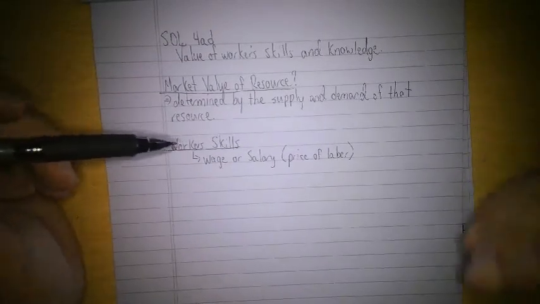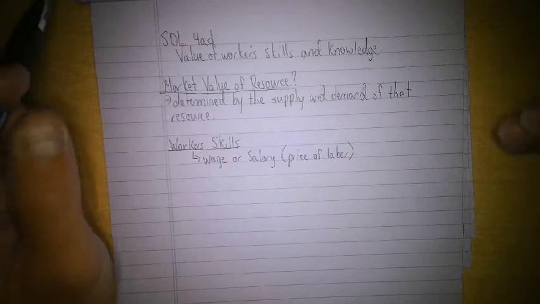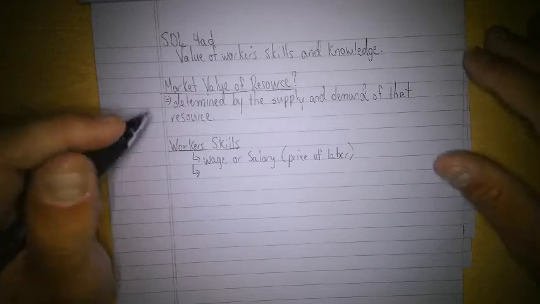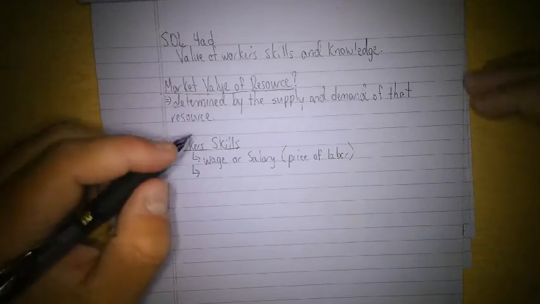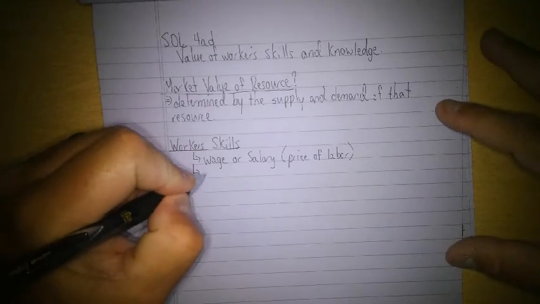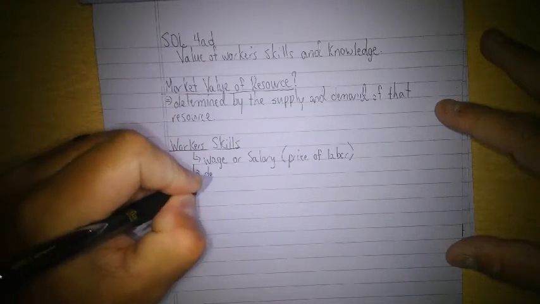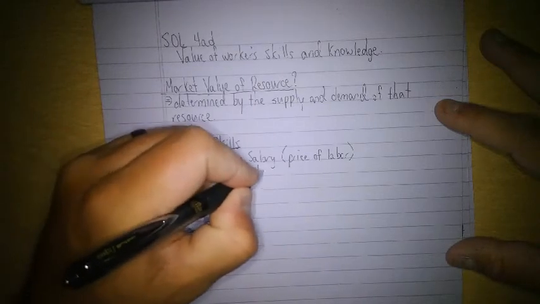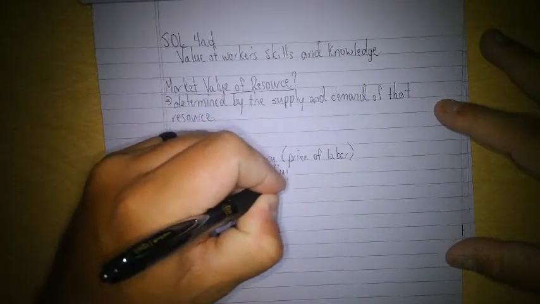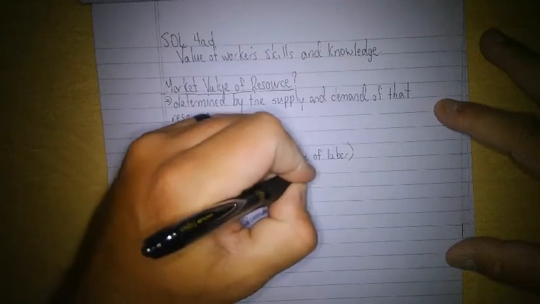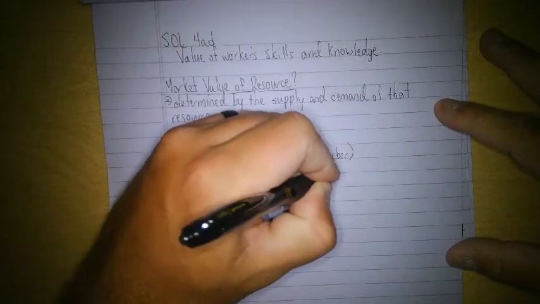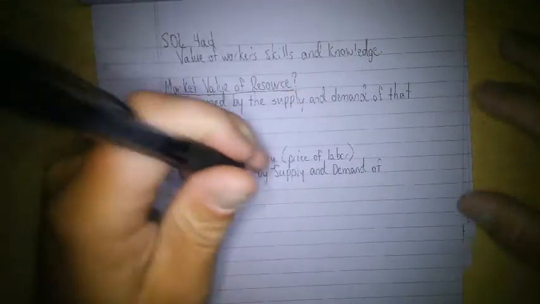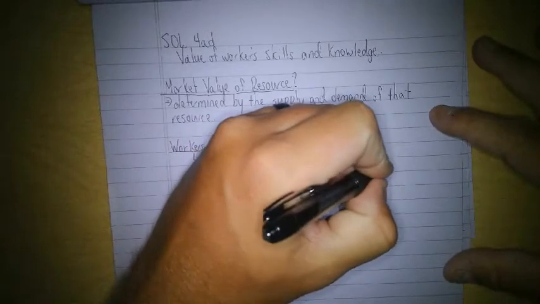So worker skills, you get a wage or salary, and it's based on the supply or demand of that skill. So put down underneath worker skills that it's determined by the supply and demand of skills and knowledge. So determined by supply and demand. Of the skills and knowledge.